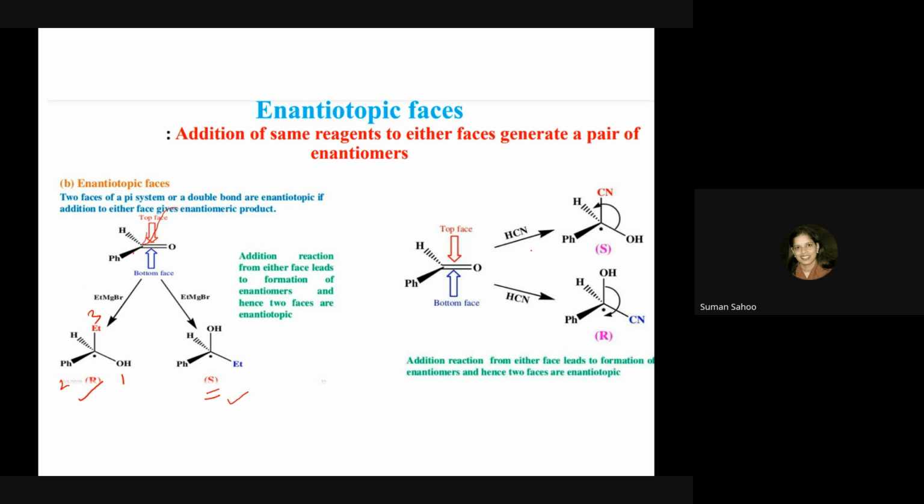Similarly, in this hydrogen cyanide addition to benzaldehyde, the top side addition gives an S configuration and the bottom face addition gives an R configuration.